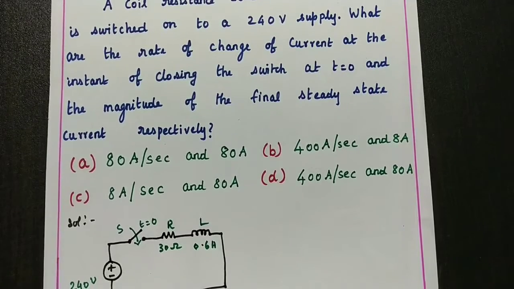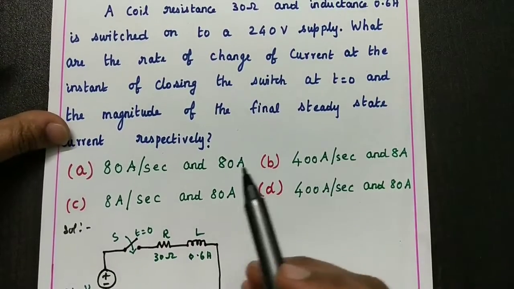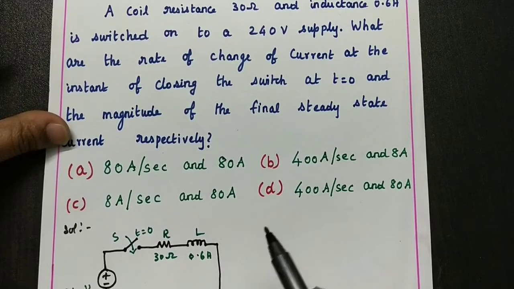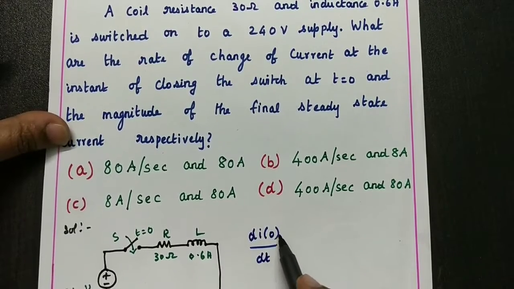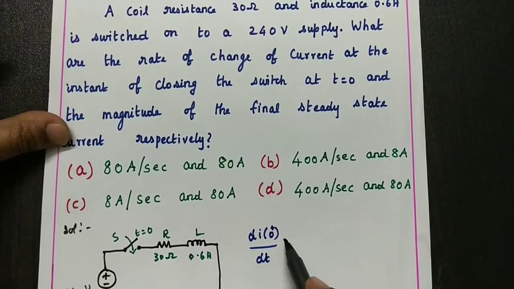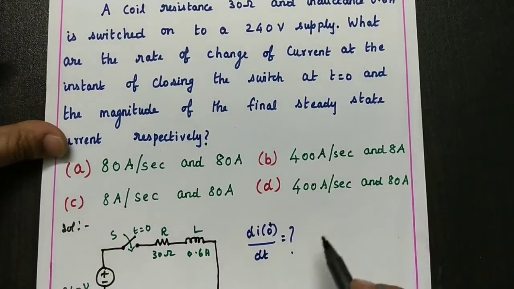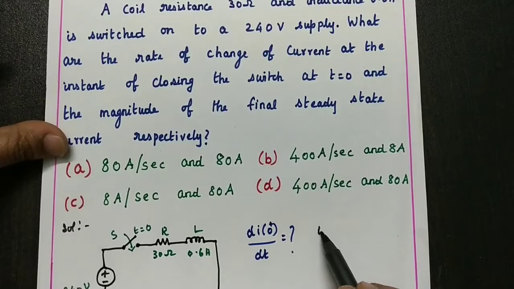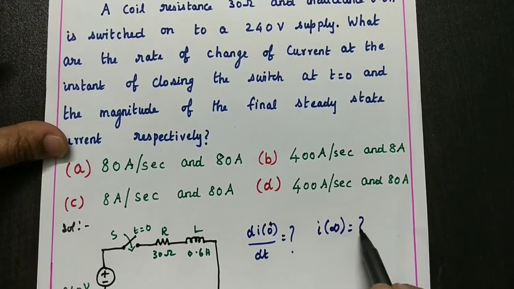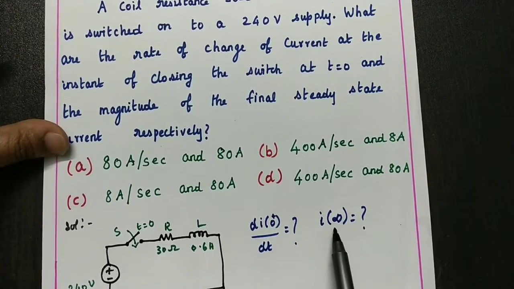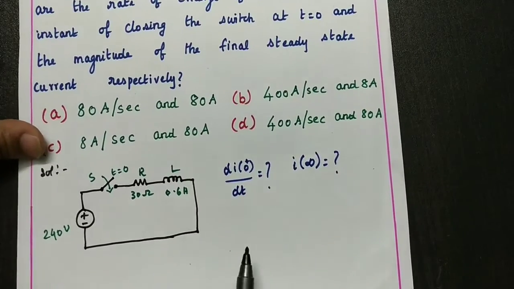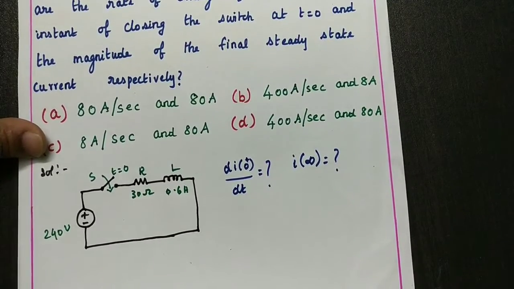What is the question? Rate of change of current at the instant of closing the switch at t equal to 0. So the requirement is di of 0 plus by dt. And then the final steady state current. What is the indication for final steady state current? I of infinity. So we need to find di of 0 plus by dt and I of infinity. Here I'll solve the problem.